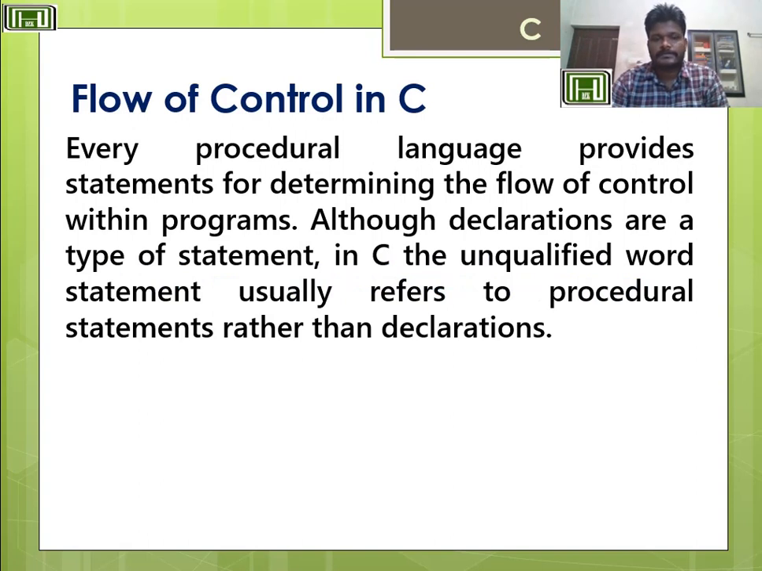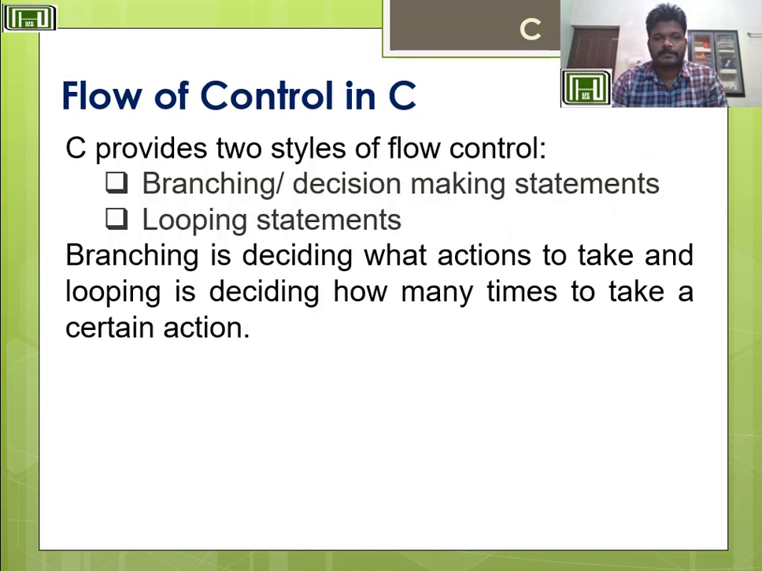So, control statements in C. C language provides statements for determining the flow of control within the programs. C is a procedure-oriented programming language, so it needs this kind of statements. C provides two styles of flow control. First one, branching or decision making statements, and second, looping statements.